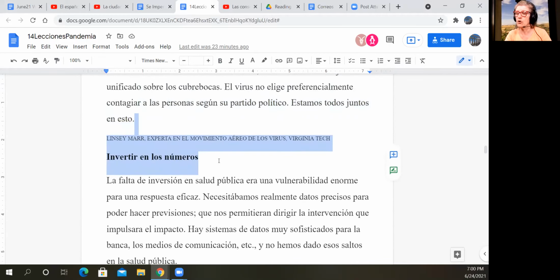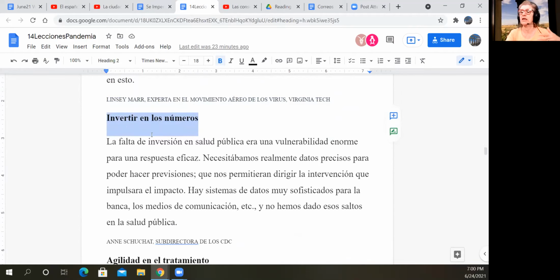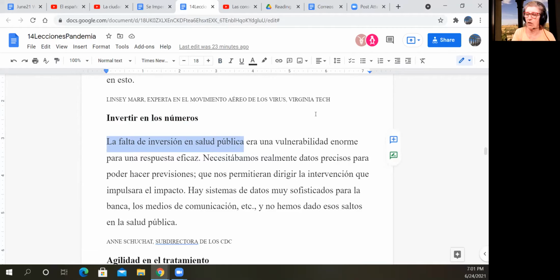Invertir en los números is investing in the numbers, right? La falta de inversión en salud pública. The lack of. Falta indicates a lacking, a needing something but not having it. The lack of investment is what they're talking about. Inversión aquí es investment. Lack of investment in public health. Okay.